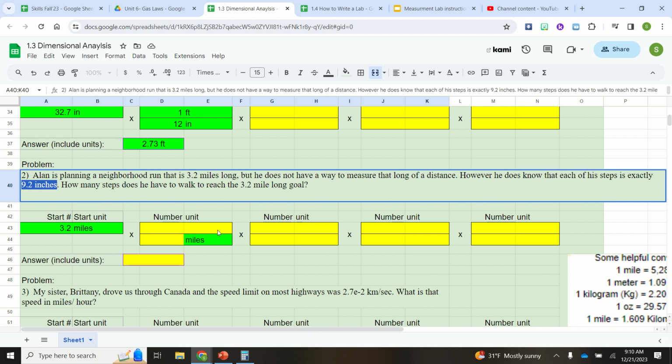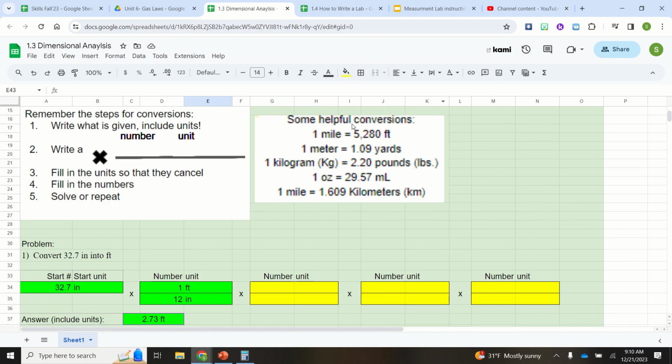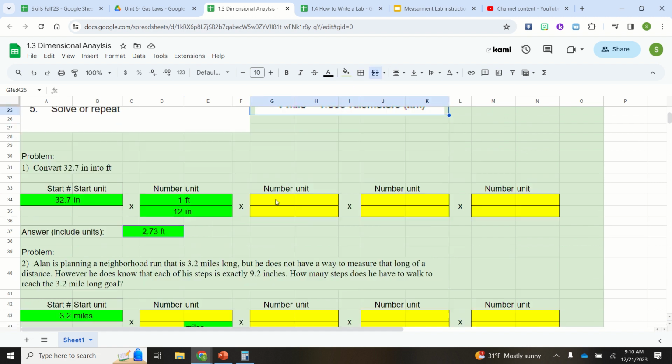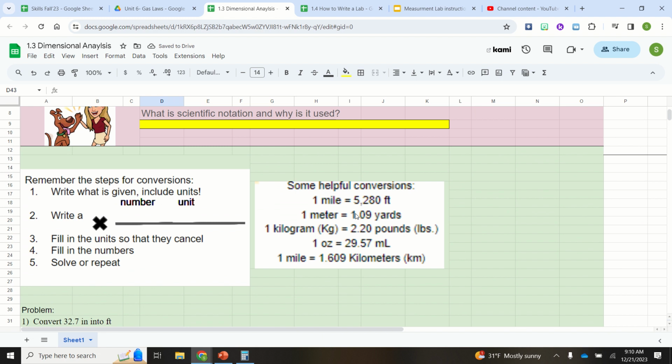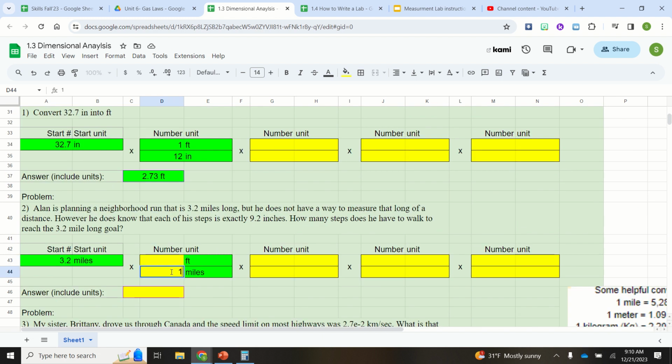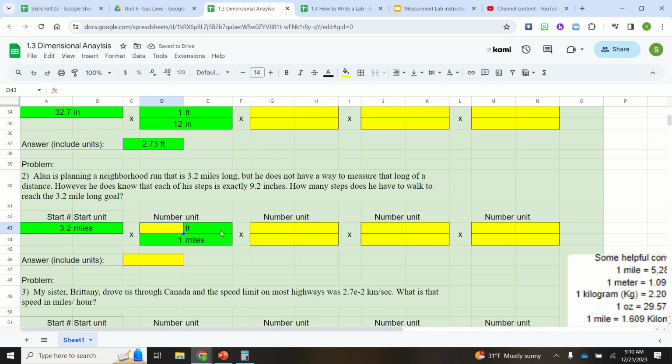Do you know how many inches are in a mile? I certainly don't. But in our helpful conversions, it tells us how many feet are in a mile. So we can use that one and then get feet into inches. So we're going to put feet on the top, and then we'll use our conversion. Here it says 1 mile, so we put a 1 in front of the mile. And then for feet, it says 5,280, so 5,280 goes next to that.